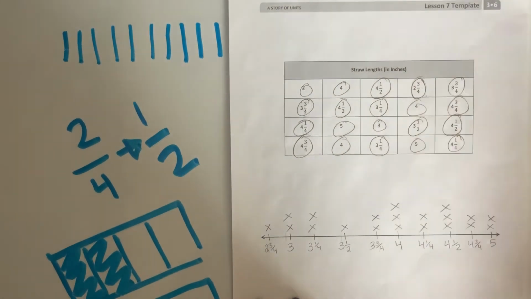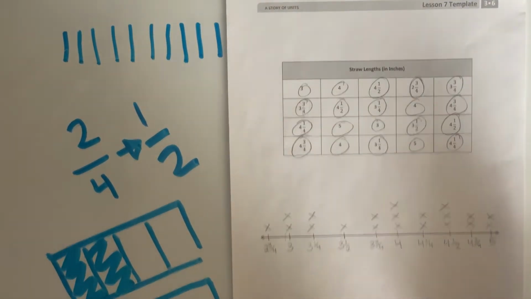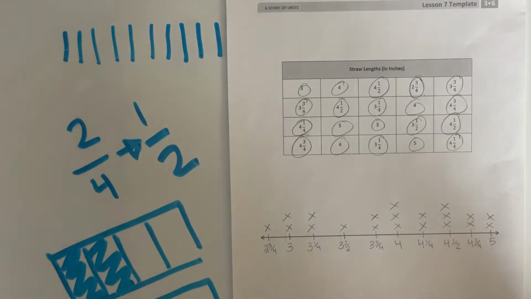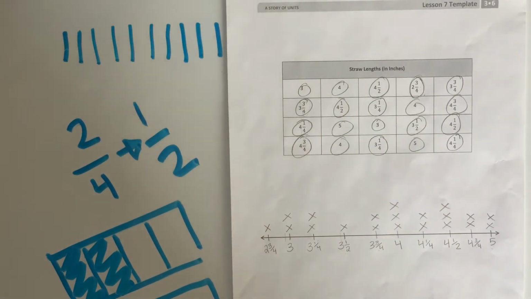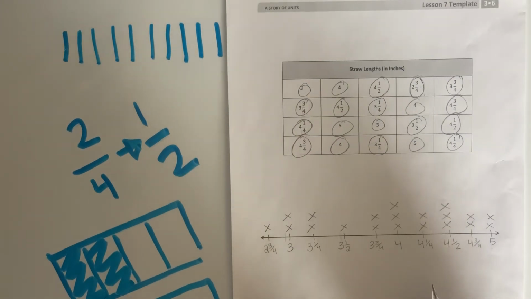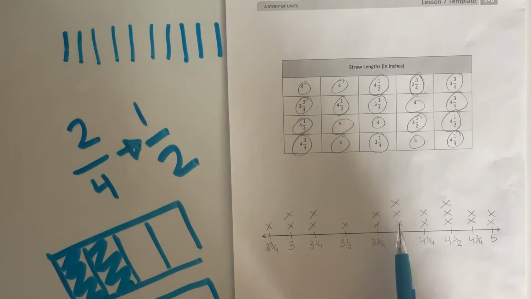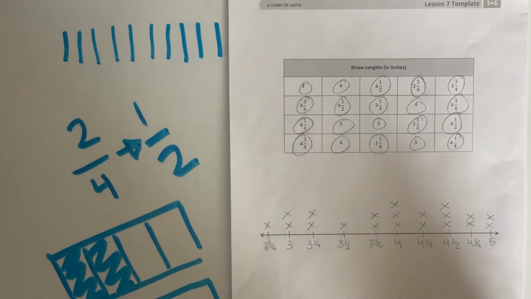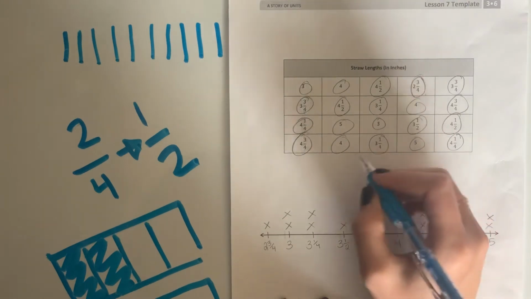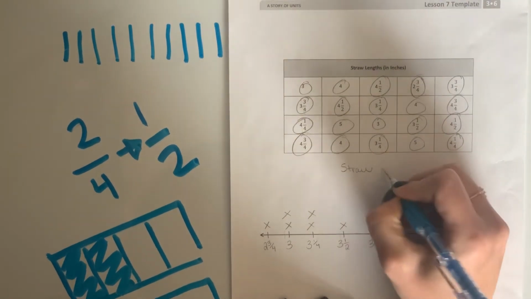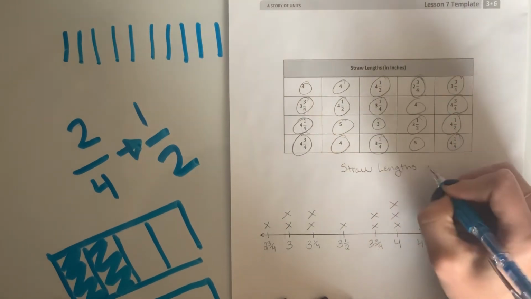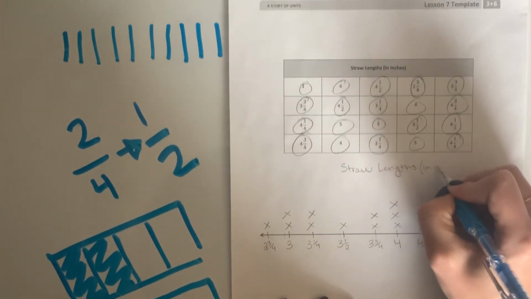Great. And I know that I've done all 20 because all 20 numbers are circled. So now that we've done that, let's give this line plot a title that tells us what it shows. So when we look at our line plot here, what is this data actually showing us? Well, I know that each one of these numbers represents straw lengths in inches. And each one of these X's represents one straw. So as our title, we're going to put straw lengths in inches.